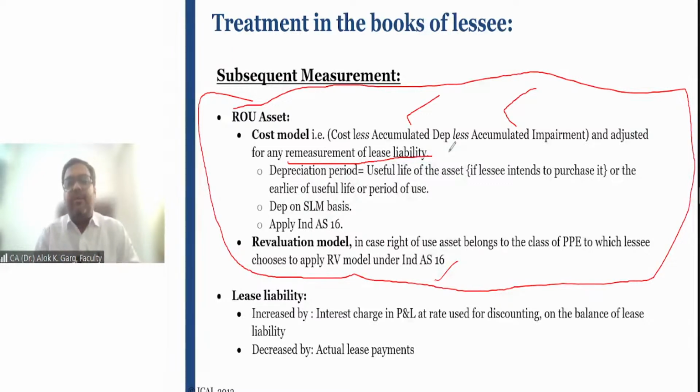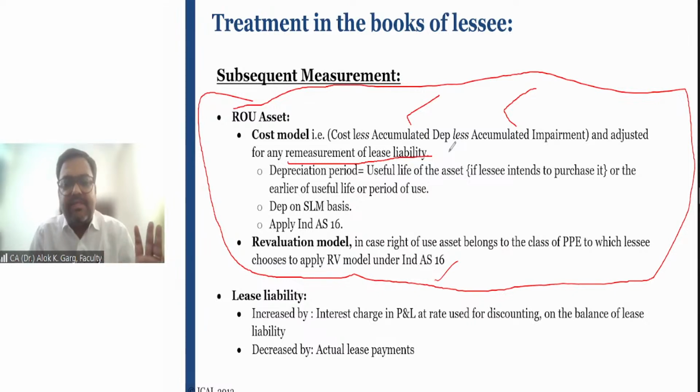I have entered into a lease agreement for an office premises. The non-cancelable lease is 5 years. The yearly rental is 1 lakh rupees. The total rental is 5 lakh rupees. On the commencement date, what will I do? On the commencement date, I will recognize the right of use asset at the present value of future lease liability, right? Let's say it comes out to 3 lakh rupees.